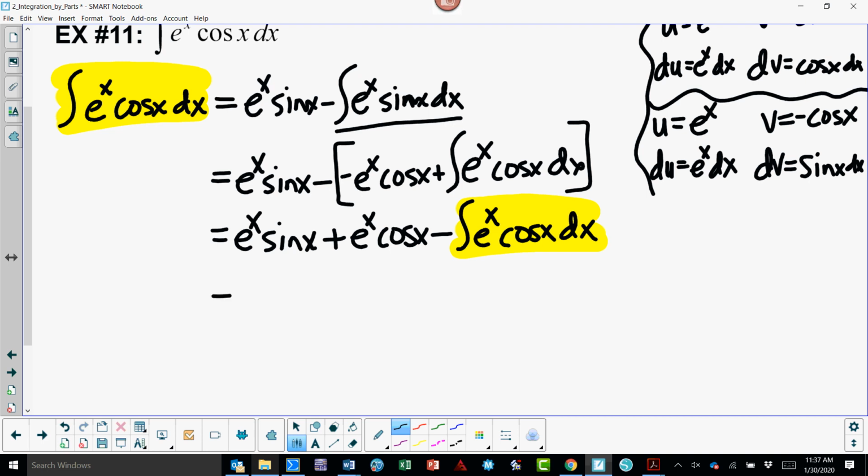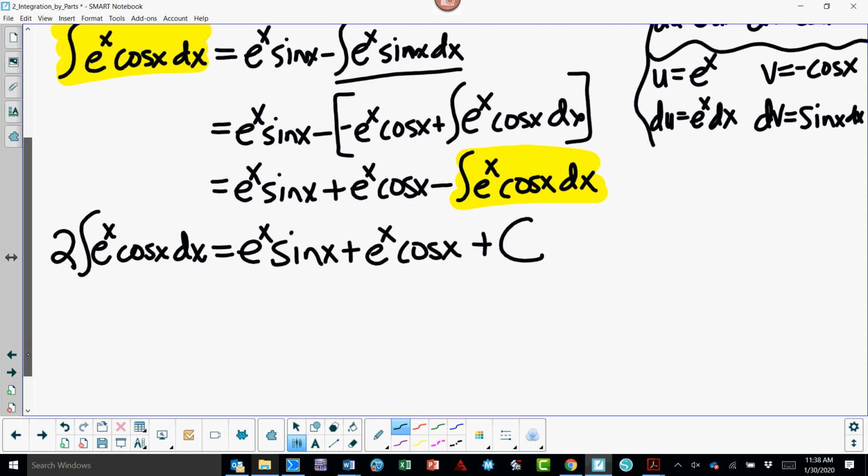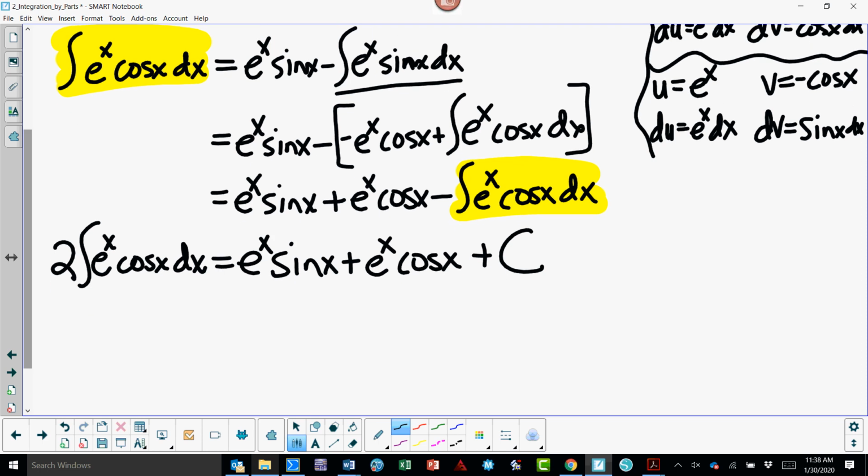So that means on the left, I now have two integrals of e to the x cosine x dx. And on the right, I have e to the x sine x plus e to the x cosine x. And then you can go ahead and put plus c. And then I'm almost finished. I just need to remember that I need to finish because I'm trying to find what's highlighted, integral e to the x cosine x dx, but I have two of those. So I need to divide both sides by 2 or multiply by a half. So every term just gets multiplied by a half.